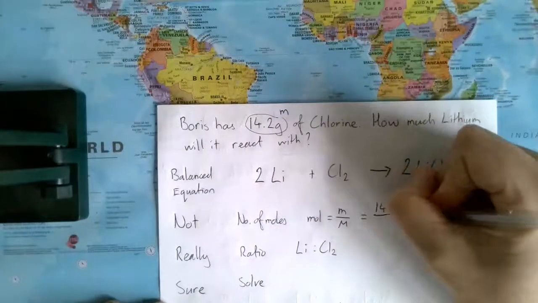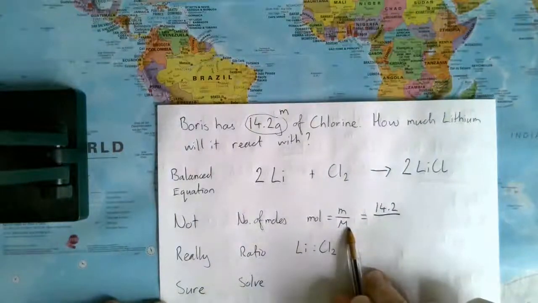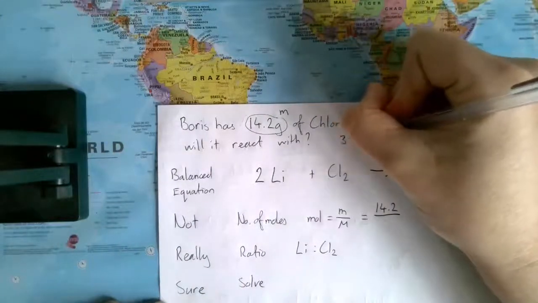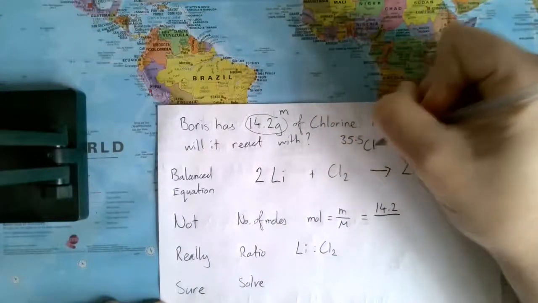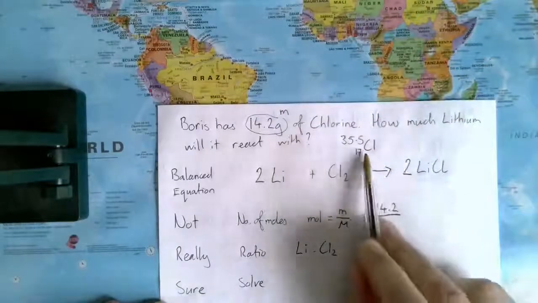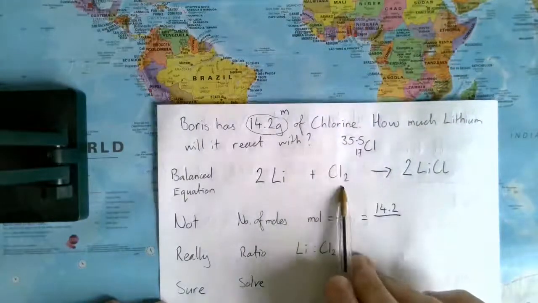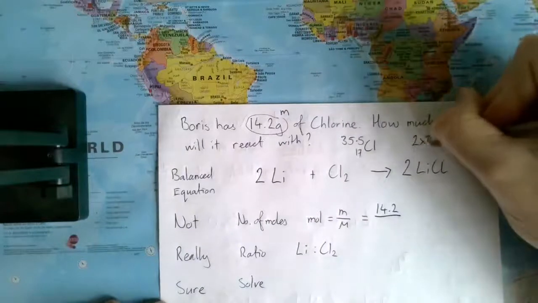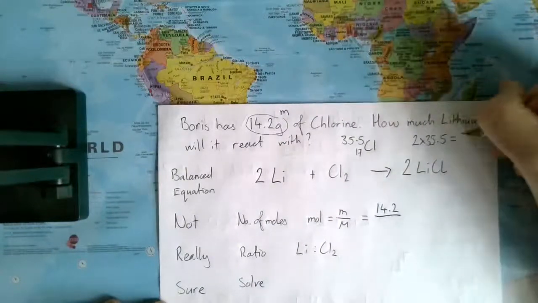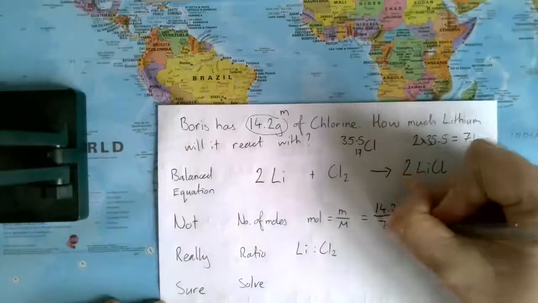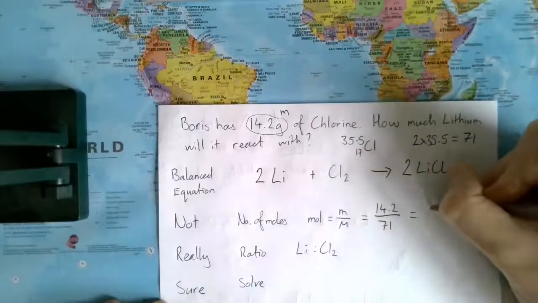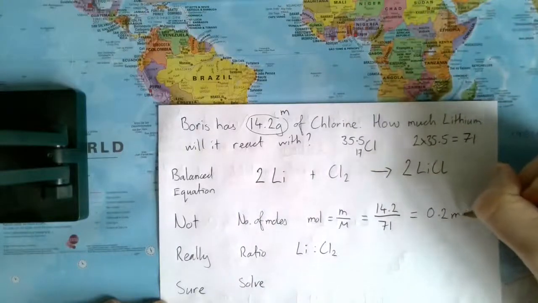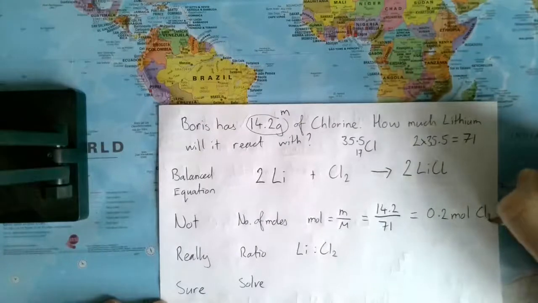That's 14.2. We have to use the periodic table here. So you look it up and you find that chlorine has a mass of 35.5. Hang on a minute, there's two of them. 2 times 35.5 is 71. So 14.2 divided by 71 is 0.2 moles of Cl2.